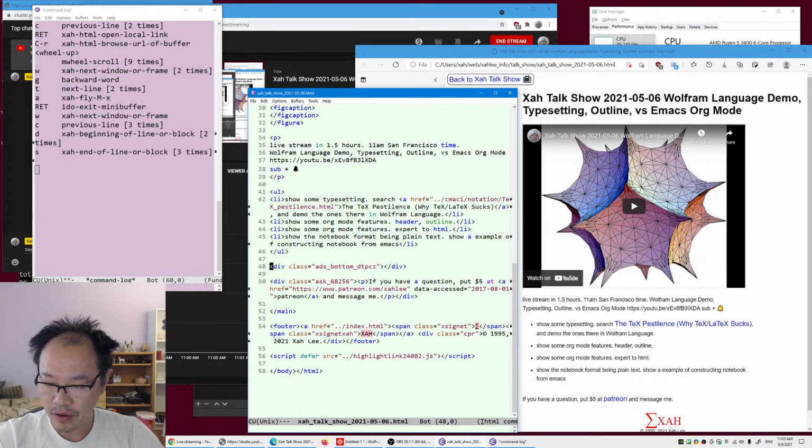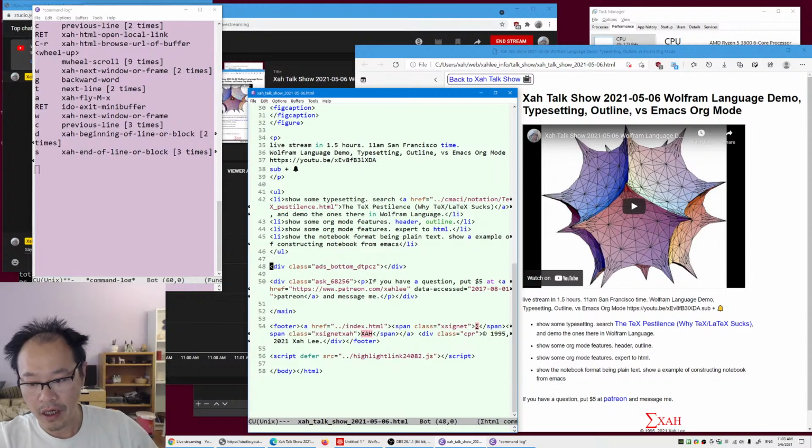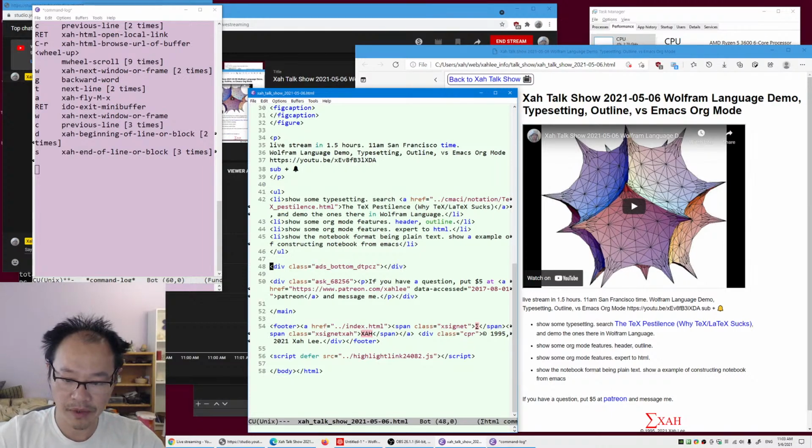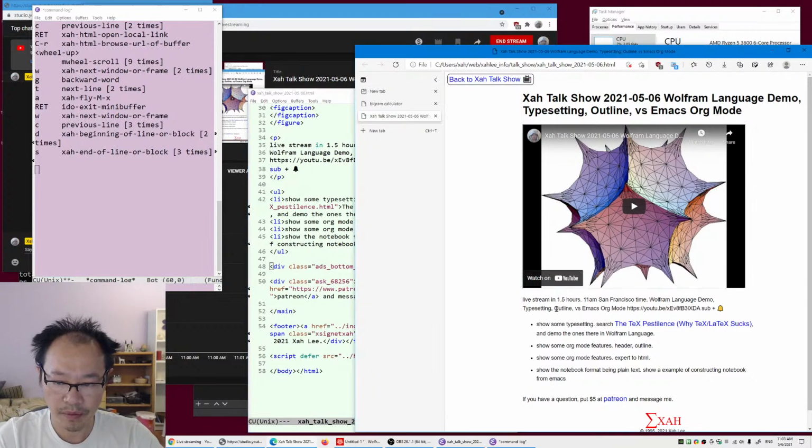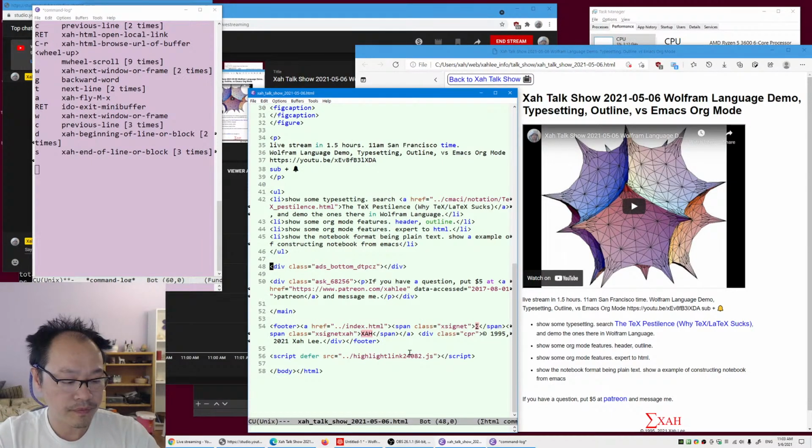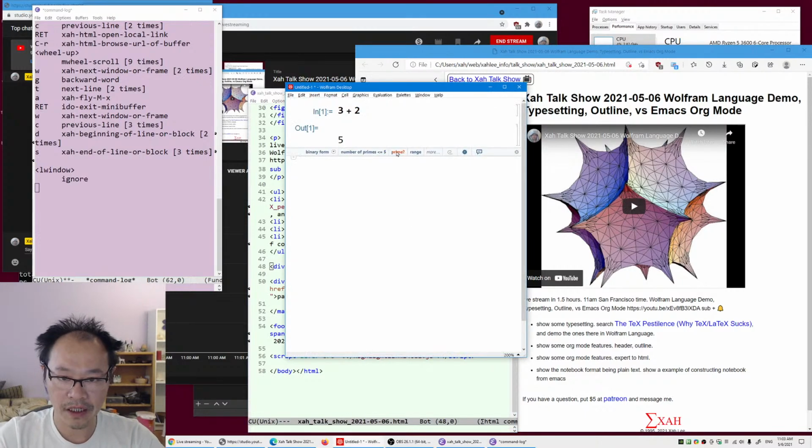Today we are going to do a Mathematica demonstration. I'm going to show Mathematica typesetting, mathematical typesetting in the Wolfram language, compared to TeX or LaTeX, for example. And I'm going to demonstrate the Mathematica notebook and typesetting in the Wolfram language, and also the outline feature in comparison to Emacs org mode.